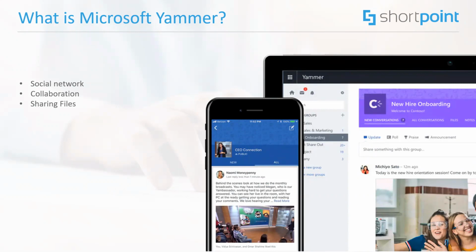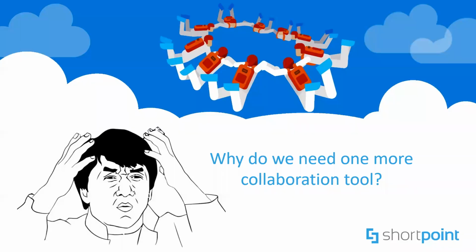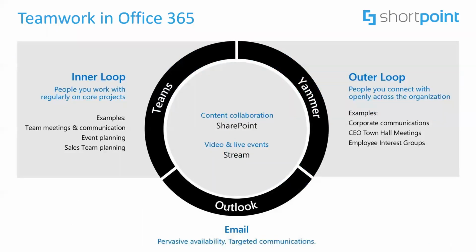Sounds great, isn't it? But why do we need one more service for collaboration? We already have Dell, ShortPoint, and Microsoft Teams for collaboration. Why do we need one more tool? Microsoft uses a loop model to help demonstrate where you start a conversation. The inner loop is the people you communicate with each day, your inner circle of colleagues.